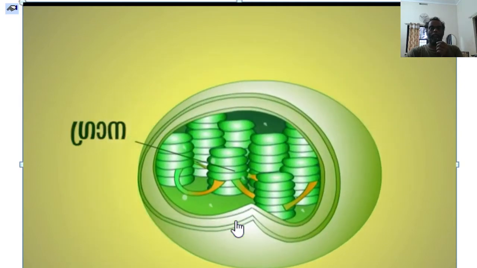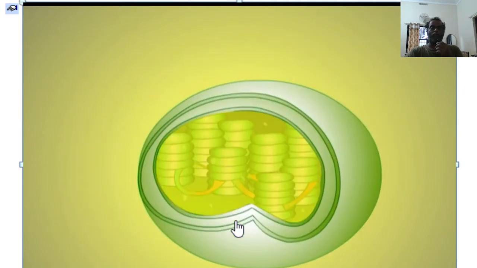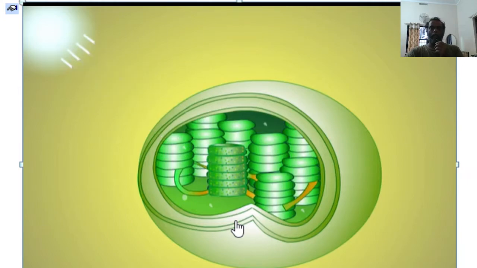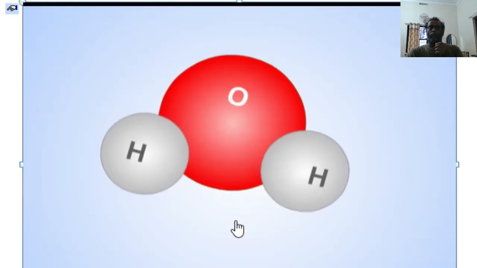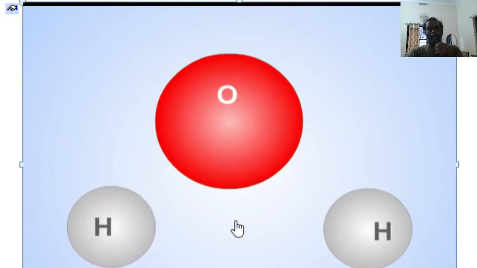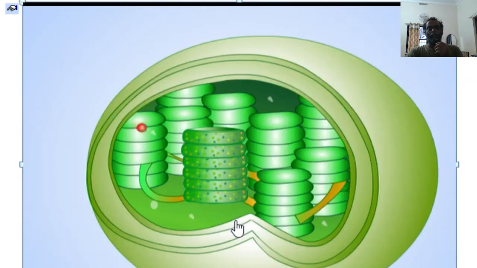The first stage happens in the grana, which is known as the light reaction, and the second phase is the dark reaction. When light passes through the grana region, chlorophyll A absorbs light, and with the help of the energy in that light, it divides water into hydrogen and oxygen. Oxygen is expelled out, and hydrogen enters the stroma along with an energy molecule known as ATP.